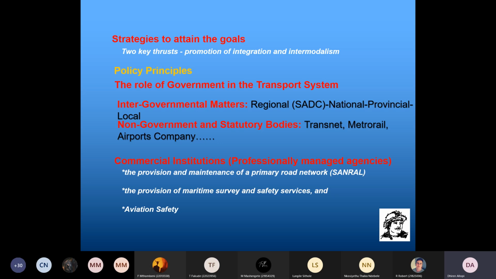And then when we talk in terms of professionally managed agencies, you will see, for example, SANRAL. Anyone knows what SANRAL means? Okay, so it's basically the South African National Roads Agency, and they handle a lot of the maintenance of the road network. So they are a so-called professionally managed agency that's contracted to the government. You have similar agencies when it comes to maritime, which deals with water, and when it comes to aviation, your air transport.